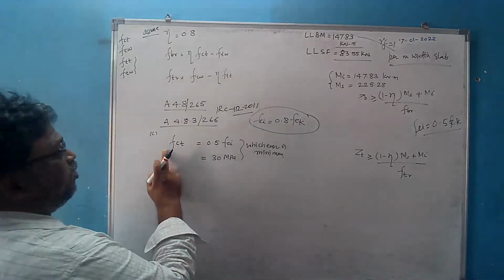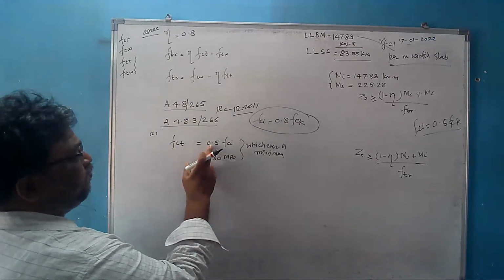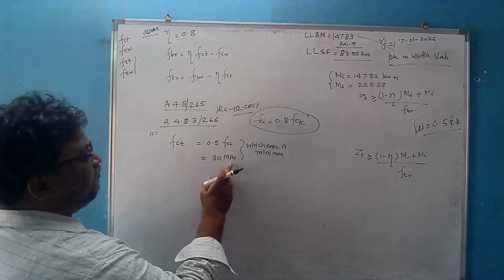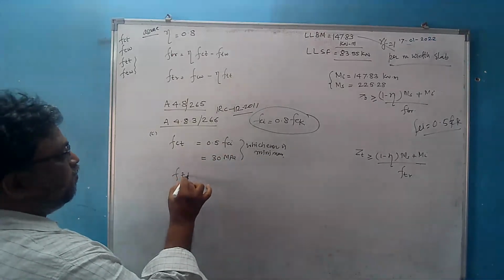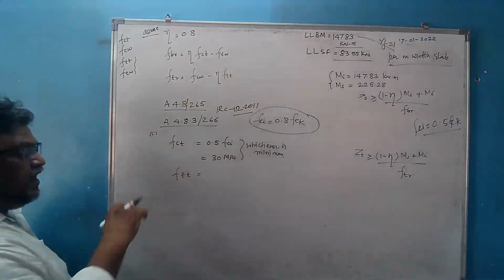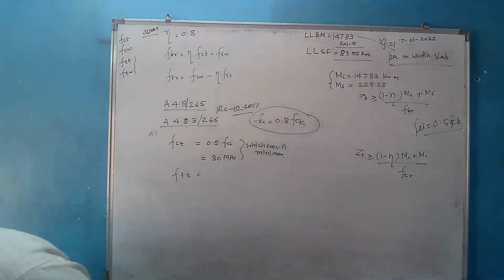The permissible values of stress in compression at transfer must be 0.5 times of FCK or 30 MPa, whichever is minimum. Permissible values of stress in tension at transfer in concrete. What is it?